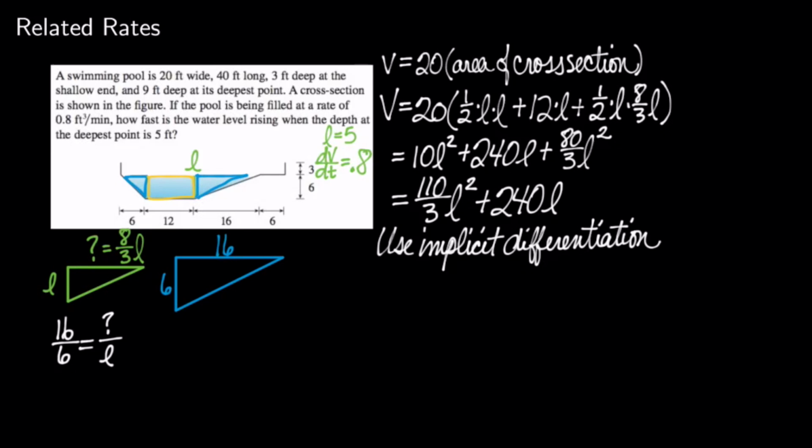Now, I'm actually going to leave you to finish this problem. You need to use implicit differentiation. You're actually going to be taking d/dt of both sides. So on the left, it'll be dV/dt, and on the right, you'll get something else. And then use the quantities that you know to find out what dL/dt should be.